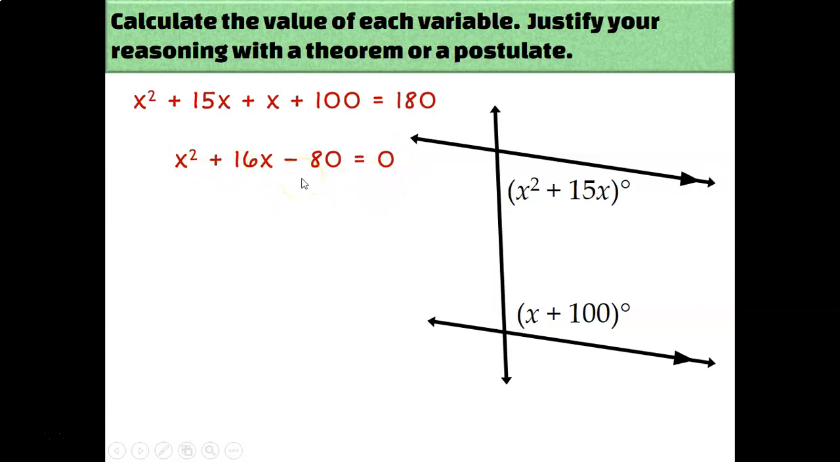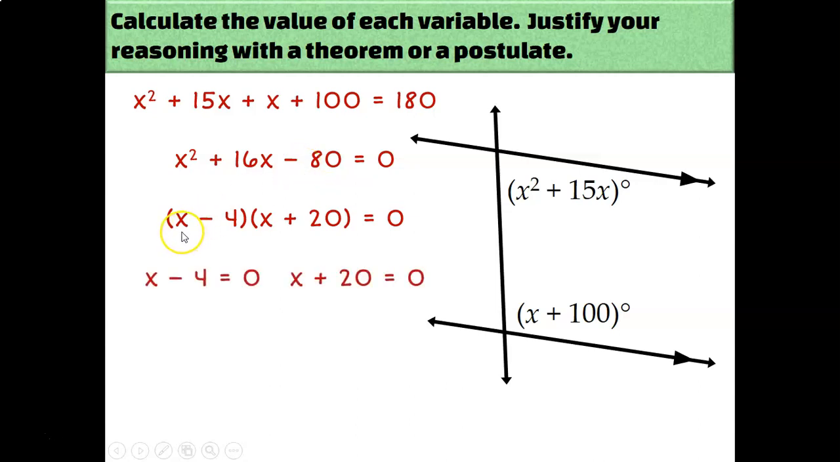What are the factors of negative 80 that add up to 16? That would be 4 and 20, but only if the 4 is negative, because negative 4 plus 20 equals positive 16, and also negative 4 times 20 equals negative 80. So now I'll set each of these equal to 0 and solve, so I get answers of x equals 4 and x equals negative 20.